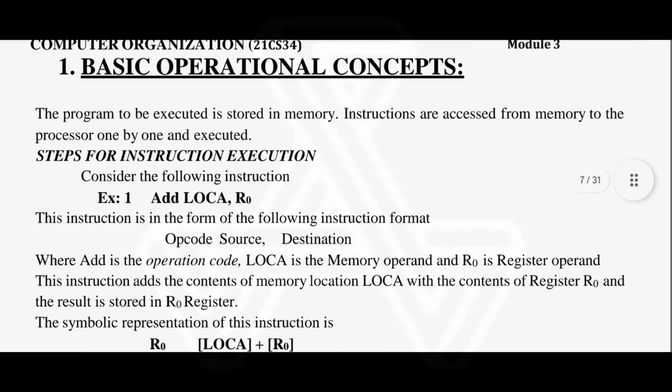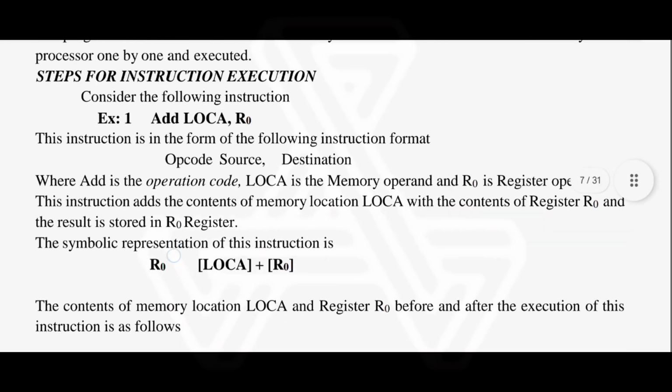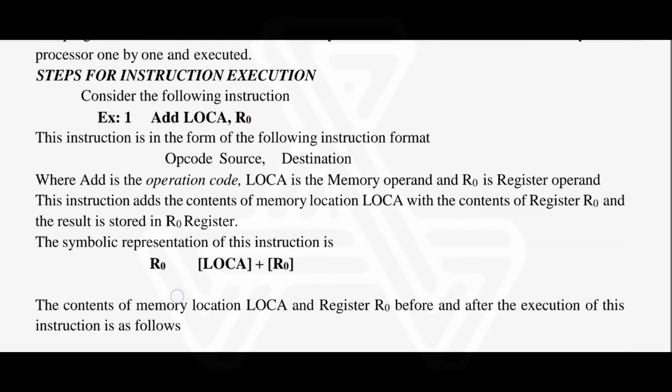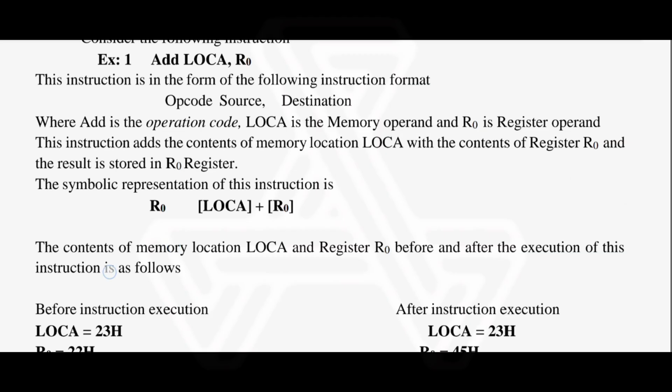Basic operational concepts. The program to be executed is stored in the memory. Instructions are accessed from memory to the processor one by one and executed in steps. Consider the following instruction: Add LOCA, R0. This instruction is in the form of the following instruction format: opcode, source, destination, where Add is the operation code, LOCA is the memory operand, and R0 is the register operand.